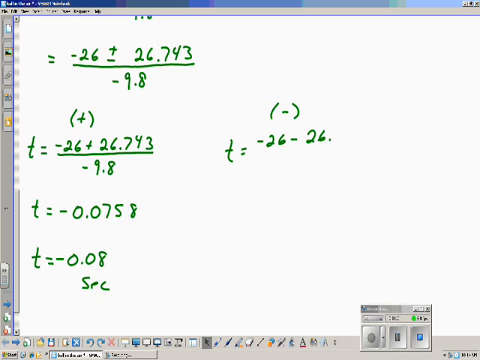So I've used up my plus sign. Now it's time for me to do this same equation and use the minus sign. So negative 26 minus 26.743, all divided by negative 9.8.